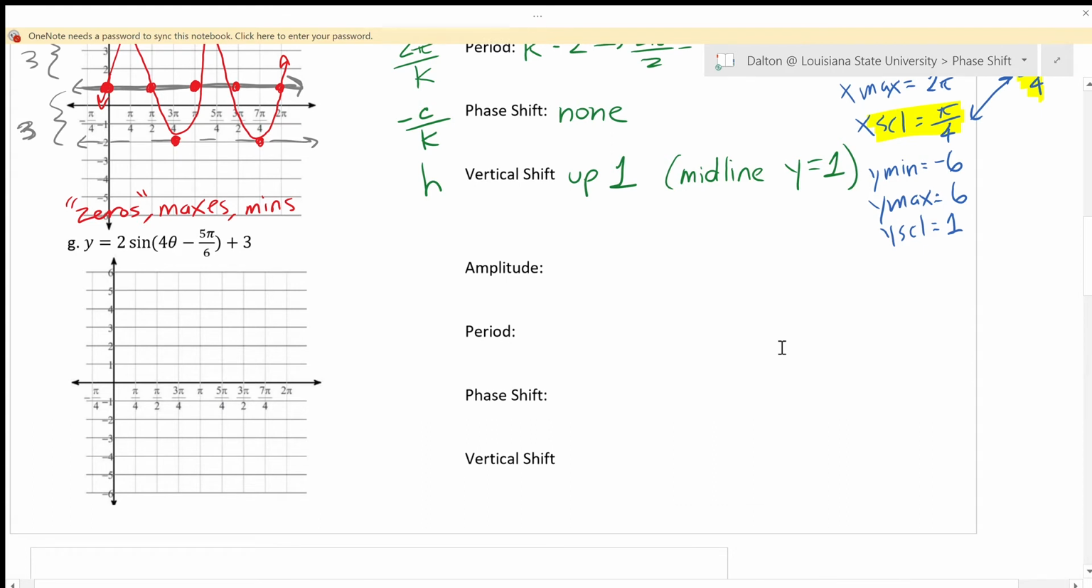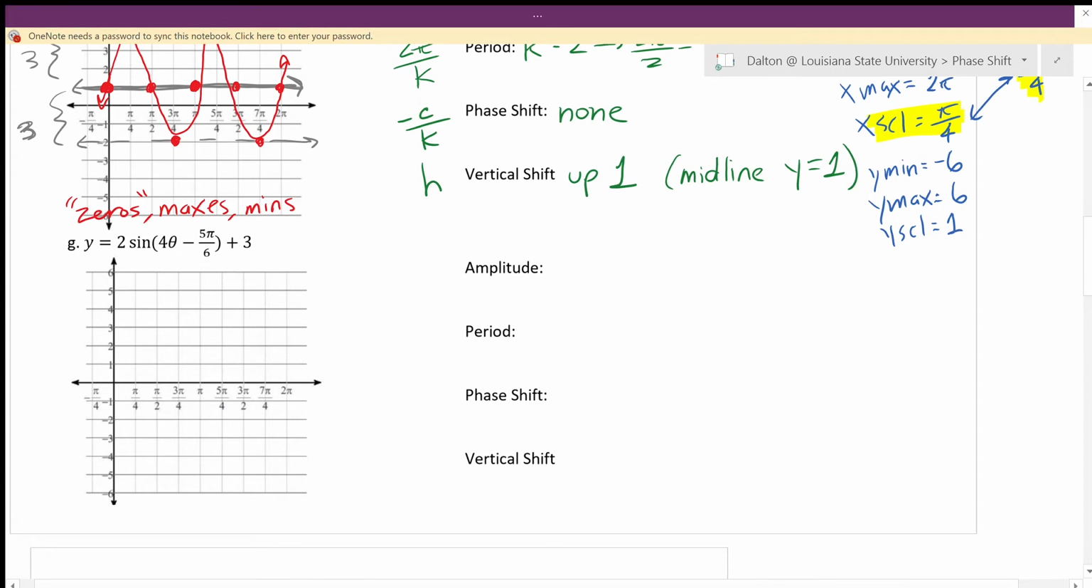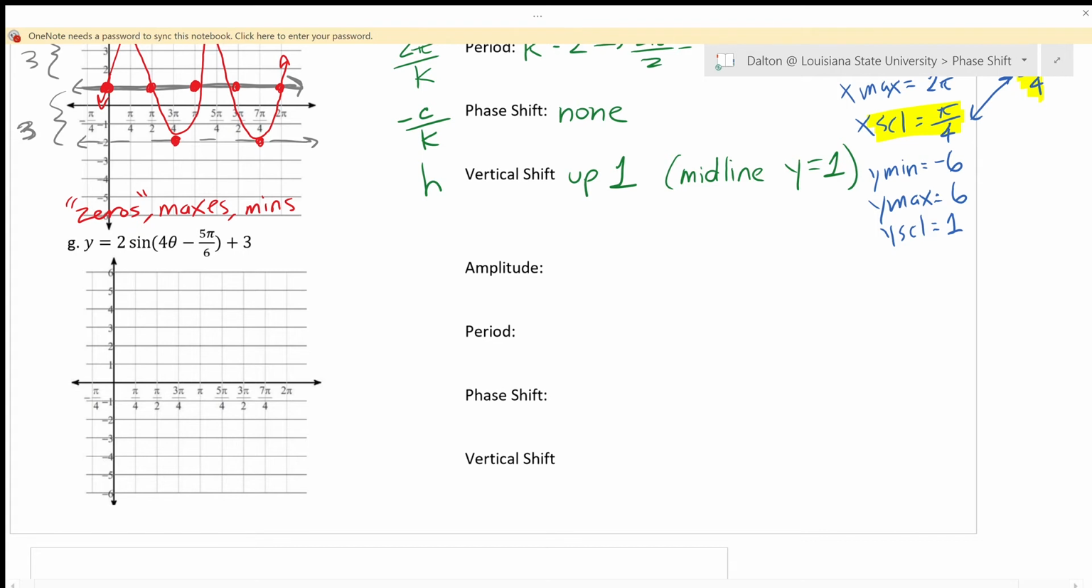Okay, for G, let's go ahead and do the algebra part first. And then we'll graph it. Okay, amplitude is found by doing the absolute value of A. What is A? The absolute value of 2 is 2. So our amplitude, or the distance from the midline, is 2.